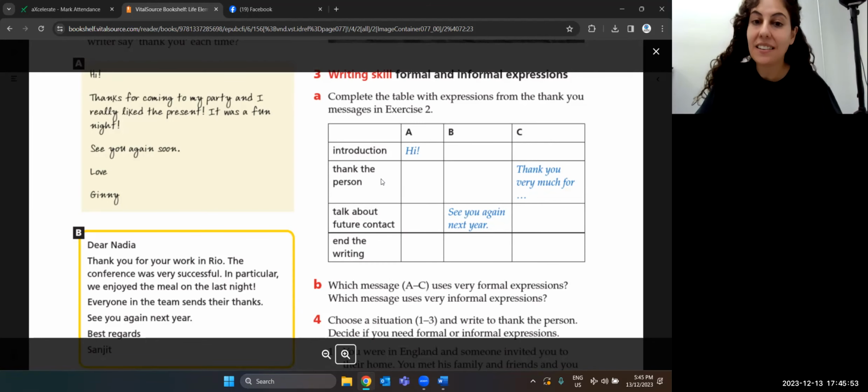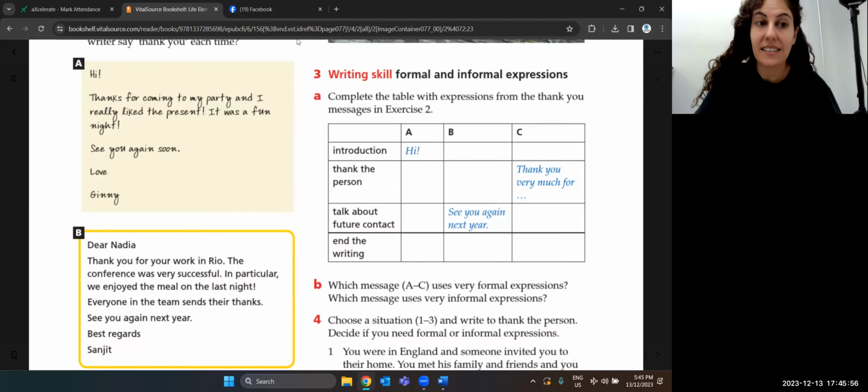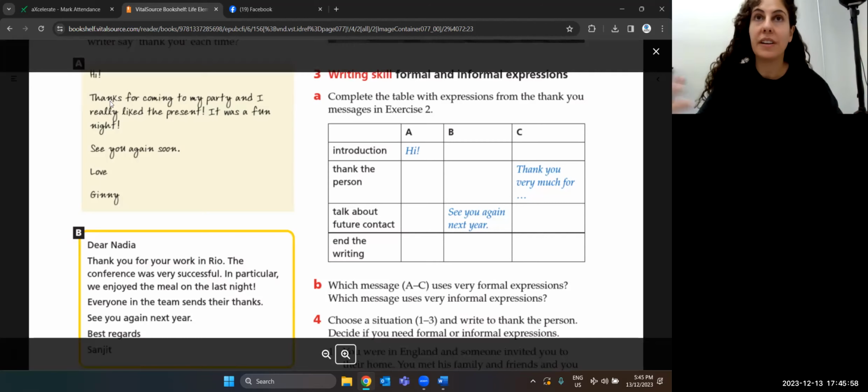Now in A, how do they thank the person? They say thanks, right? So that's a common casual way of saying thank you. In B, they say thank you, 2 words. And in C, they say thank you very much. So when you say thanks, that's casual language. That's the same in conversation. Oh, thanks for the gift. Thanks for dinner. Thanks for inviting me out. Thanks for lending me your book. Thanks for being my friend. That's casual, saying thanks. But when you say thank you, it's a little bit more formal.